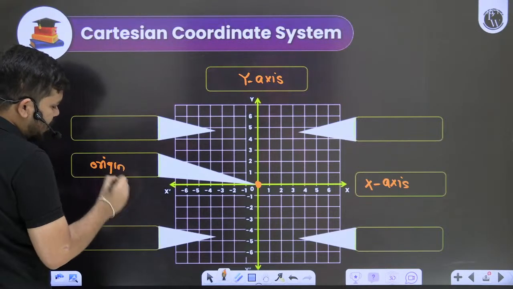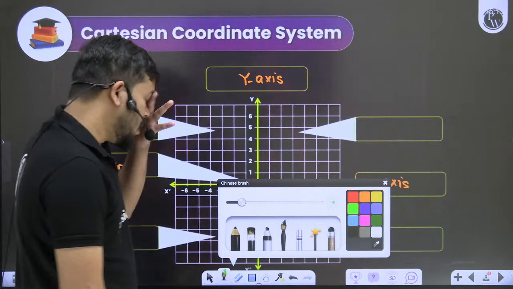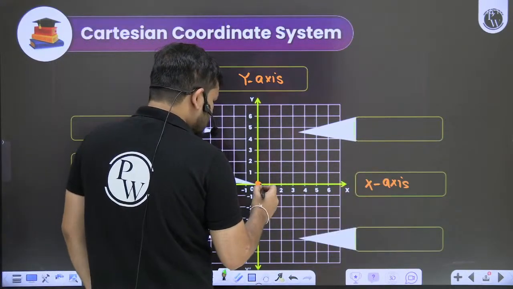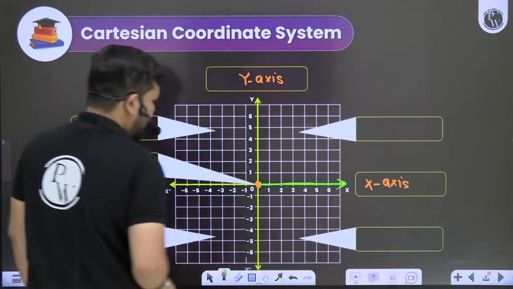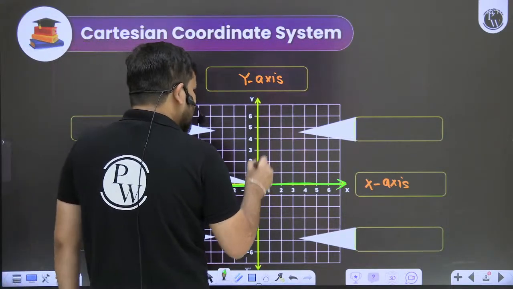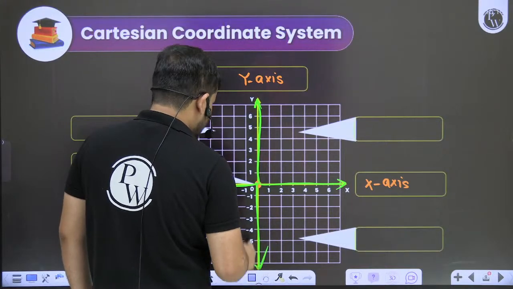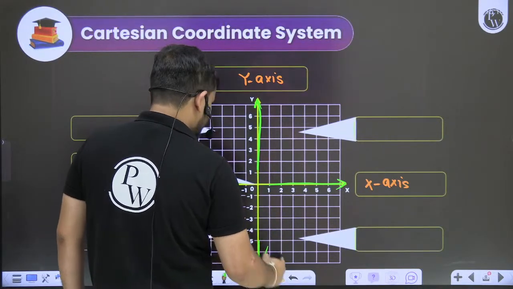Origin, right? You can understand in a better way. Origin means where we start from. So now you can see here, the positive x-axis will be starting from here and going in this way. And the negative x-axis will be starting from here, going in this direction. And the positive y-axis starting from there, going in this direction. The negative y-axis starting from here, going in this direction.